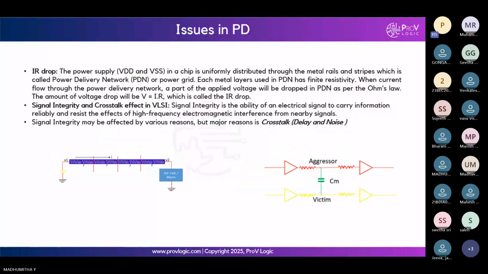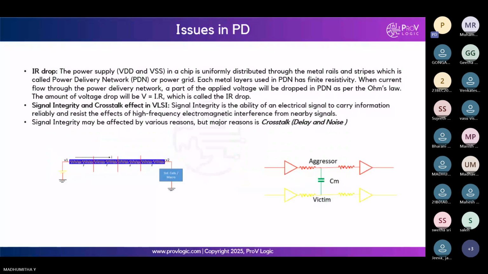Now, this is called crosstalk: data getting affected because of one net. There are two types of crosstalk, crosstalk noise and crosstalk delay. Crosstalk noise means the data in the aggressor net is switching.